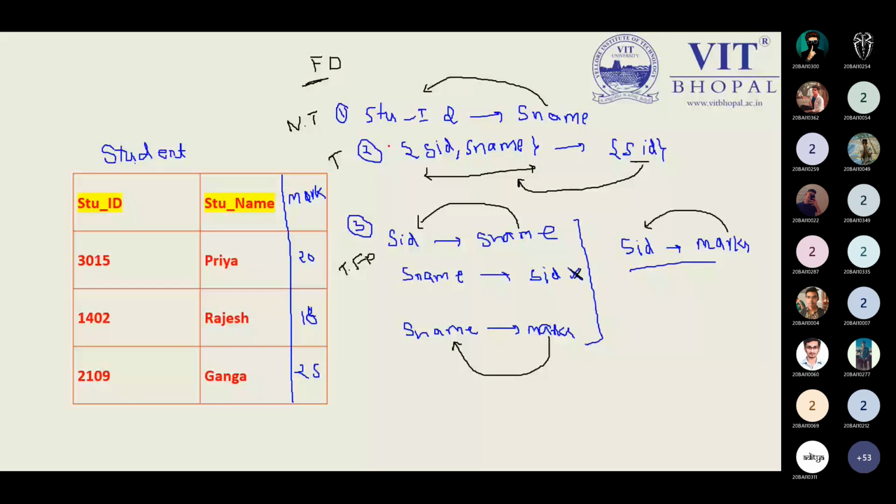Yes, tell me. It is clear? Yes, sir. And student ID depends on student ID and student name. So here we find that the student ID on the right-hand side is a subset of student ID and student name. So undoubtedly we can say this is a trivial functional dependency. Now it is clear to us. This example is clear.